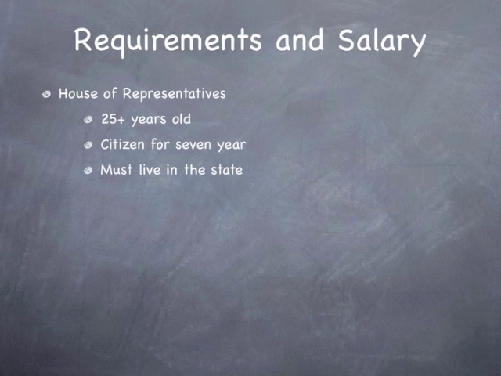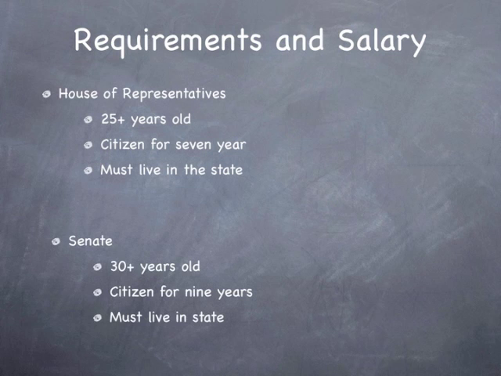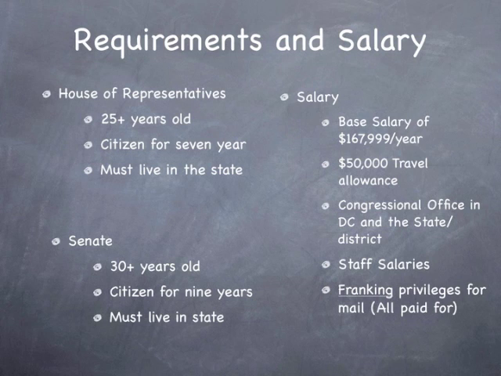Requirements and salary. House of Representatives, you have to be 25 years old, you have to be a citizen for 7 years, and you must live in the state that you're representing. For the Senate, you have to be 30 years or older, citizen for 9 years, and you must live in that state.